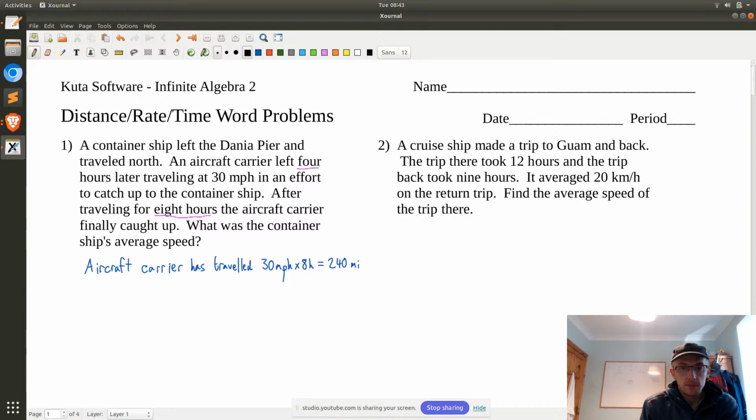Okay, so what was the container ship's average speed? Well, the container ship has been going that entire distance, that 240 miles that the aircraft carrier had to traverse across, but it's been going across there in 12 hours. So that gives us 20 miles per hour for the average speed.